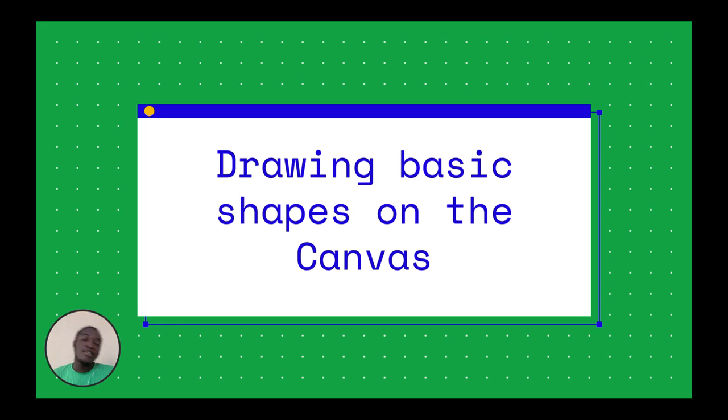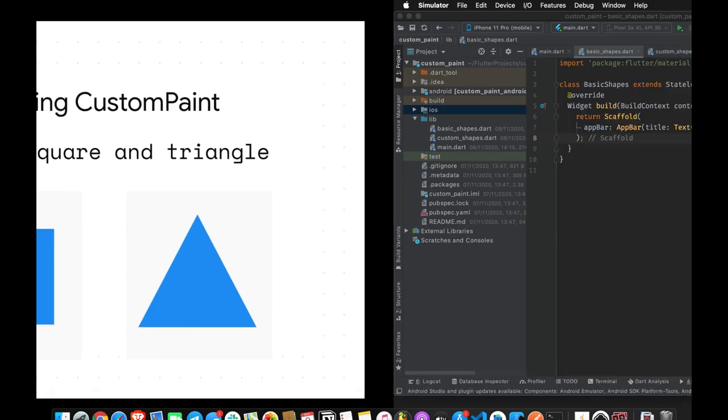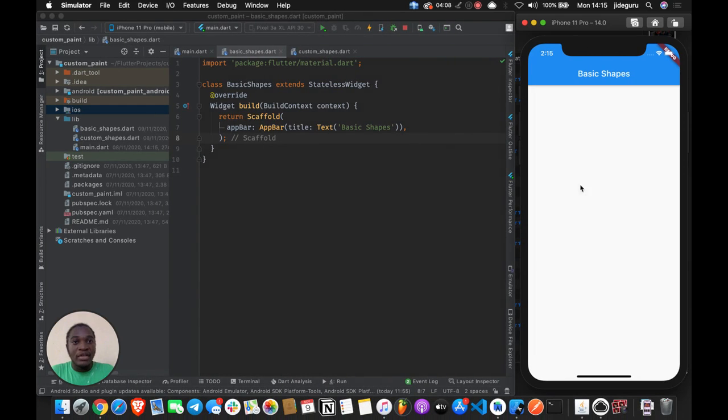Next section, drawing basic shapes on the canvas. In this section, we're going to write some code and be practical to draw very basic shapes on our canvas, like circle, square, and triangle. So I'm going to swap over to my code and we can start. So this is my code.